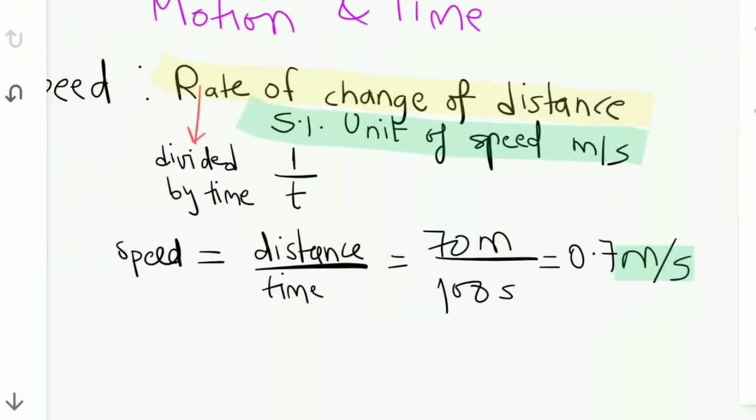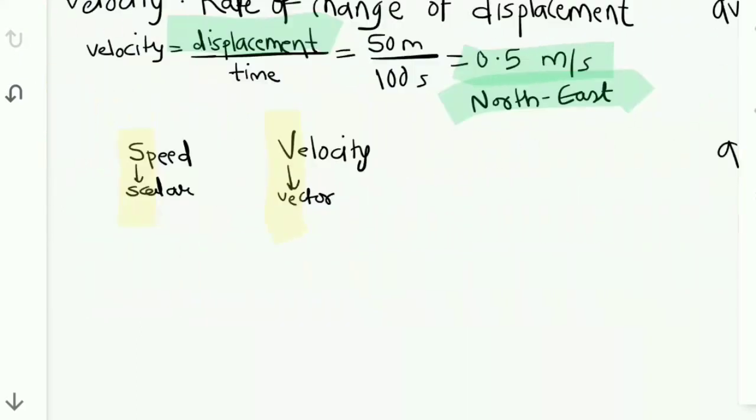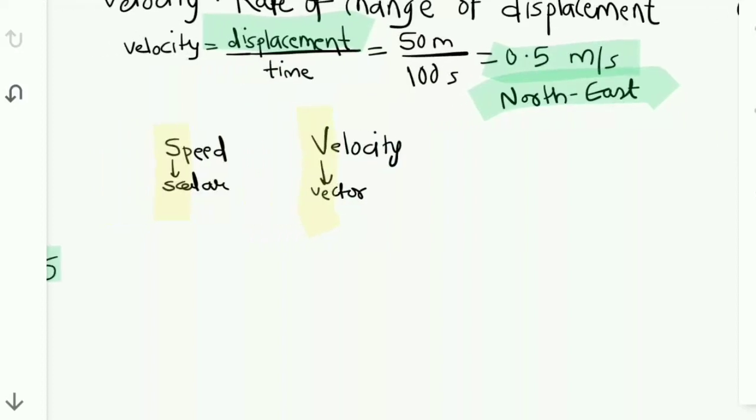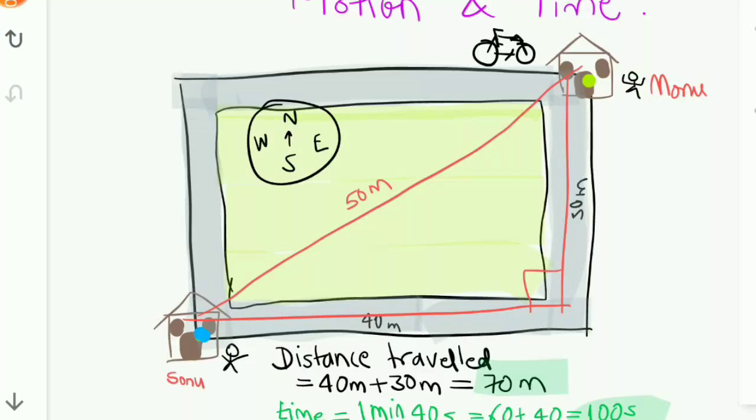So speed was 0.7 meter per second without the sense of direction. It does not need direction. And velocity is 0.5 meter per second in northeast direction. Now let's say Sonu came back to his house using this path, like this.